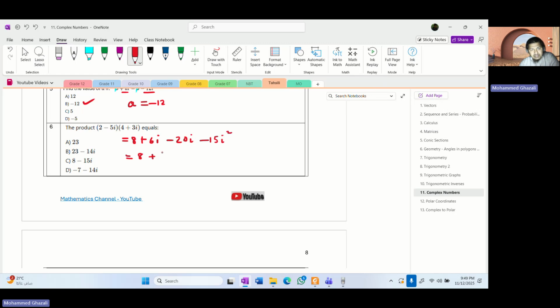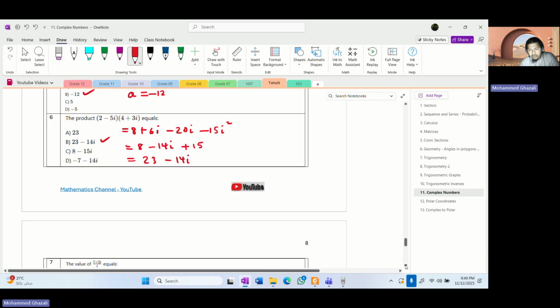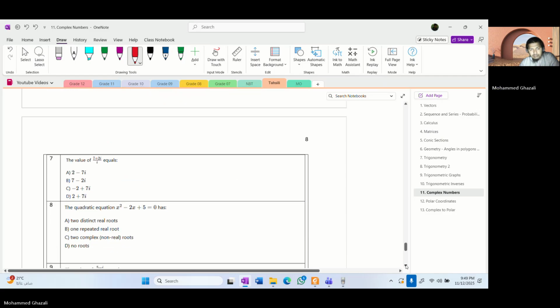So 8 plus 6i minus 20i is negative 14i, plus 15. 8 plus 15 is 23, minus 14i. So that's your answer. Moving on to the next question.